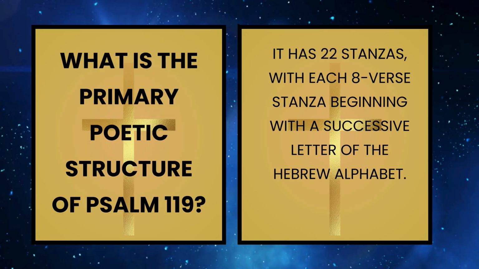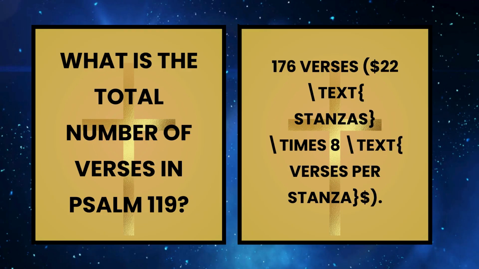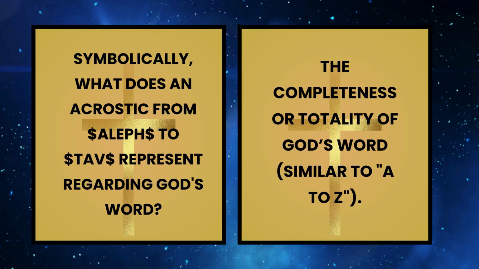What is the primary poetic structure of Psalm chapter 119? It has 22 stanzas, with each 8-verse stanza beginning with a successive letter of the Hebrew alphabet. What is the total number of verses in Psalm chapter 119? There are 176 verses, calculated as 22 stanzas, multiplied by 8 verses per stanza.